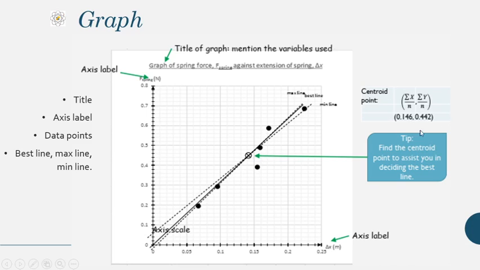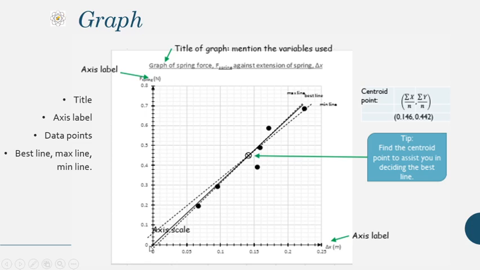So this is how you calculate the central point. The total of data for the x-axis divided by the number of data for the x-axis gives the coordinate x. Therefore the coordinate y of the central point is the total of y data divided by the number of y data. Here, for example, we have 0.146, 0.442, so that is the coordinate. Follow the coordinates, so the center point is here. Referring to these points, you draw the baseline.